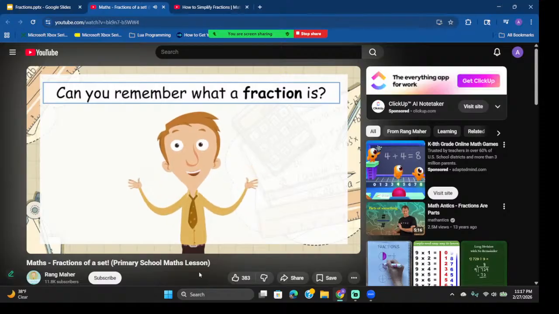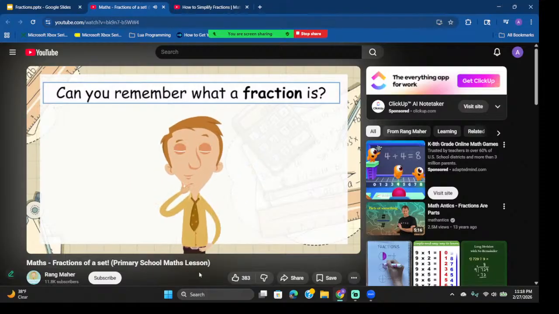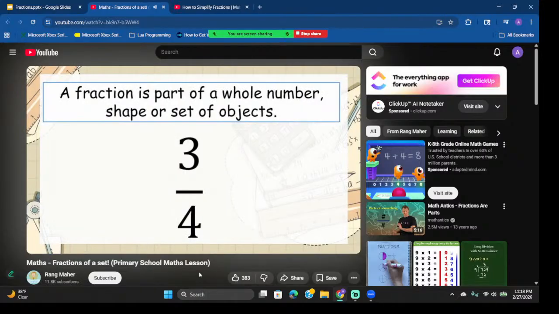I can't stress how important it is that you understand what a fraction is. Pause the video and write down what a fraction is. Well, fingers crossed you remember from the last few lessons that a fraction is part of a whole number, shape, or set of objects. That word part is the most important thing to remember.